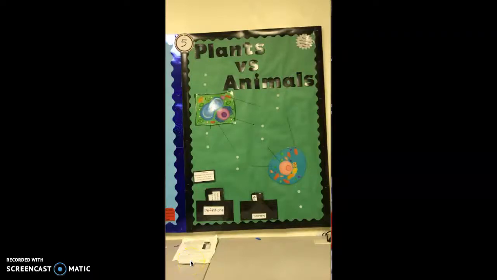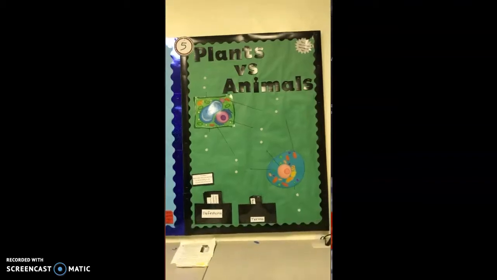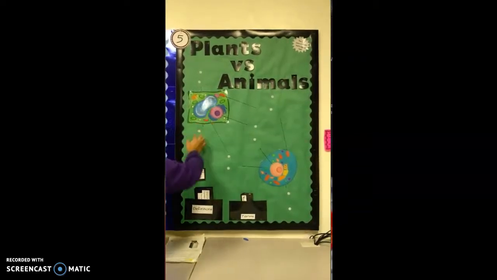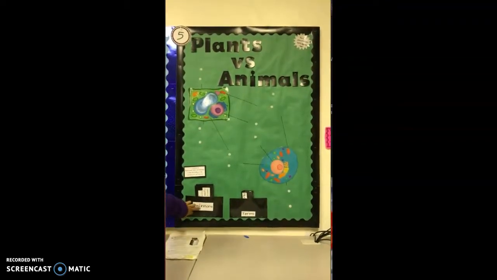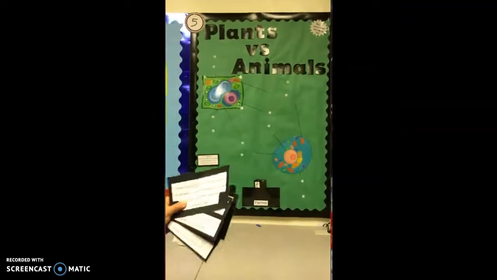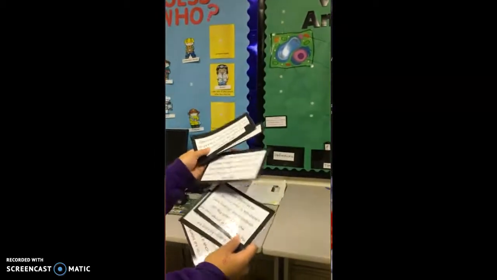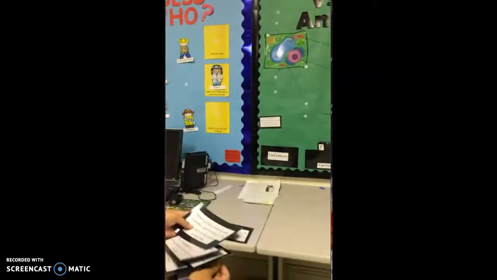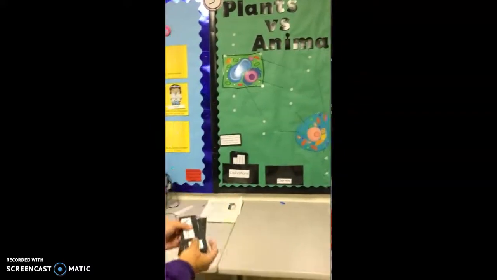This is an interactive bulletin board on the parts of a plant and animal cell. This is a plant cell, and this is an animal cell. At the bottom, you have definitions of each part of the cell, as you can see. And you also have terms, which are the names of each part of the cell that are important.